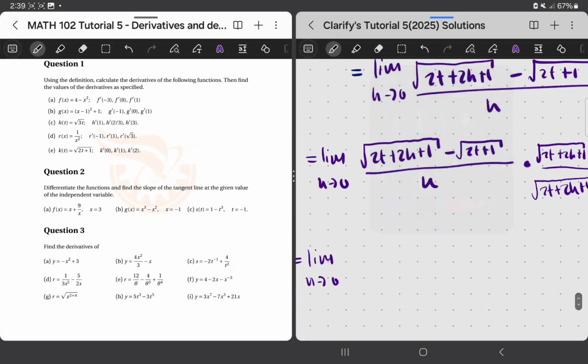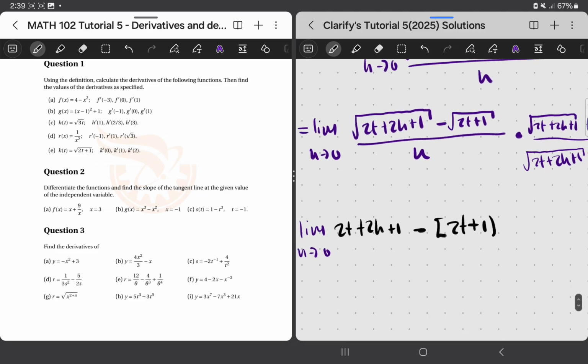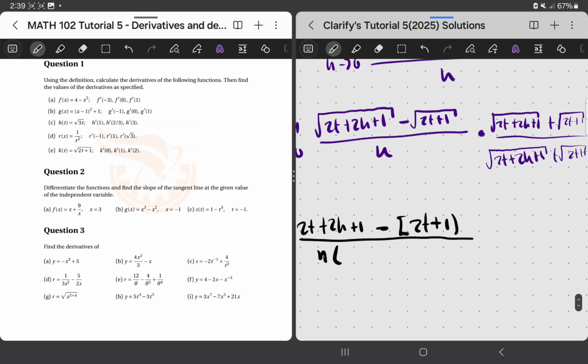The top is very easy. Conjugate, we know what we do. We square the first term, we put a minus, we square the last. So when you square the first term, the square root goes: 2t plus 2h plus 1 minus, now we square the second thing, which is just 2t plus 1 because the square root sign will go. Then it is all over h multiplied by this thing, which is the square root of 2t plus 2h plus 1 plus the square root of 2t plus 1, right?